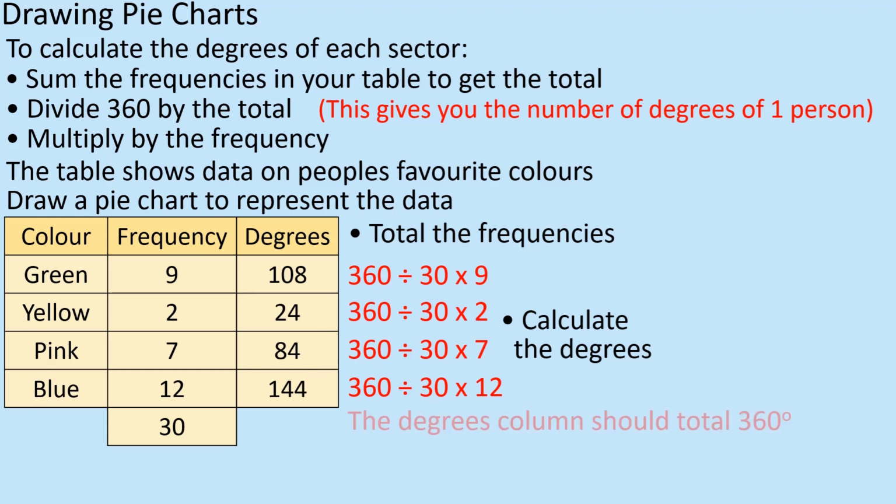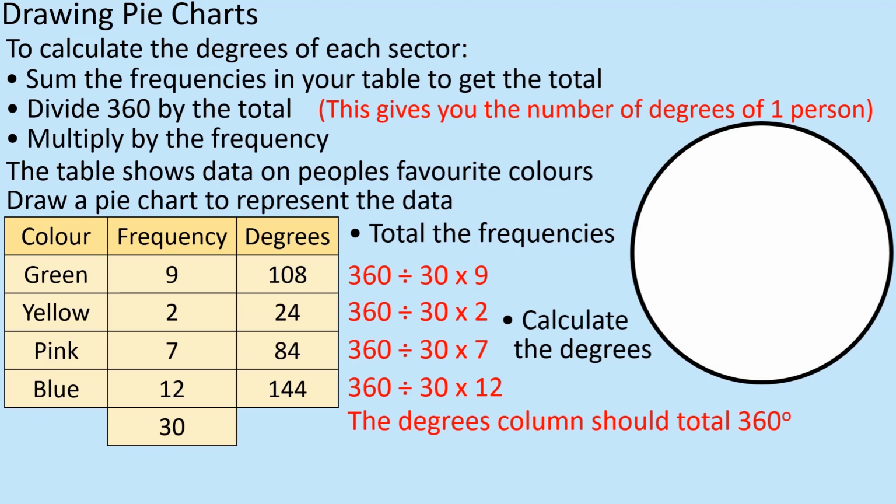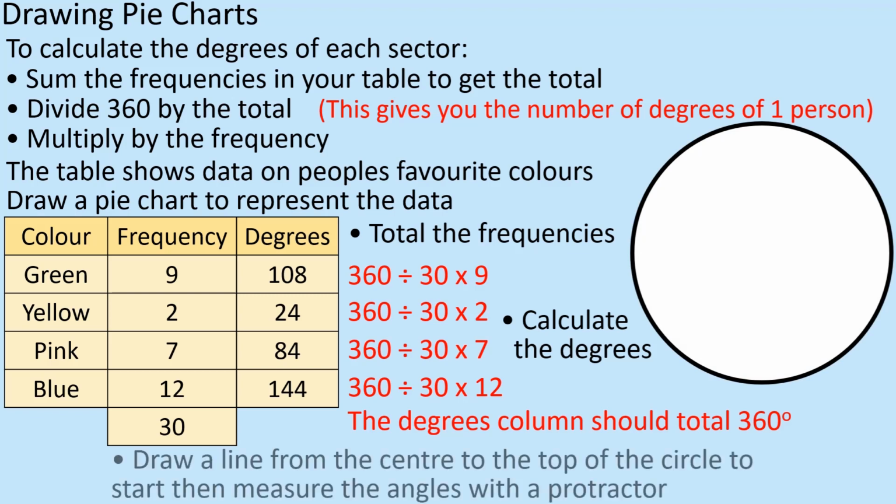And then from there, this is about you checking that it adds up to 360, and of course measuring the angles as you go. So draw a line from the center to the top, which is a good place to start. Then you're going to measure an angle of 108 degrees down here, and estimating it, it should go roughly around about there, because it's a bit more than 90, isn't it? So around about there. Let's have a look, 108 degrees, and there. And that's going to be green.